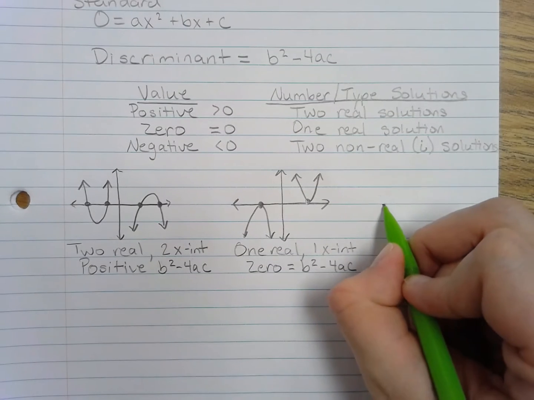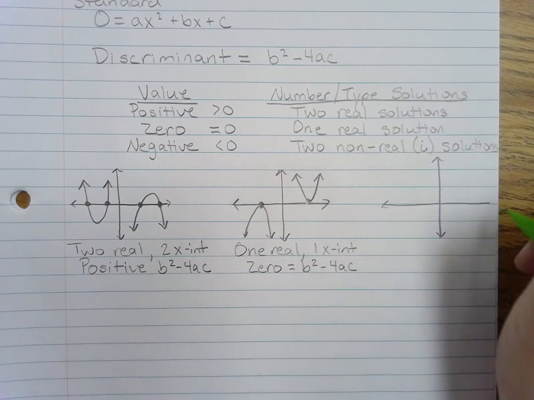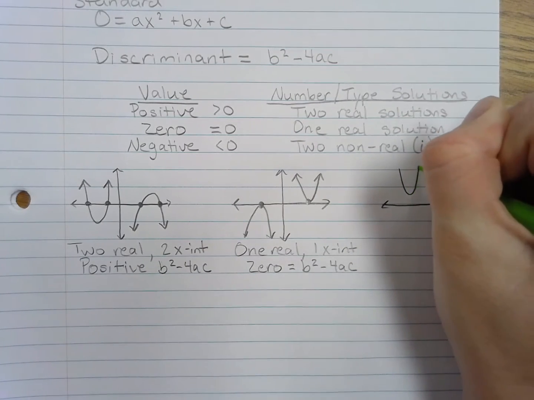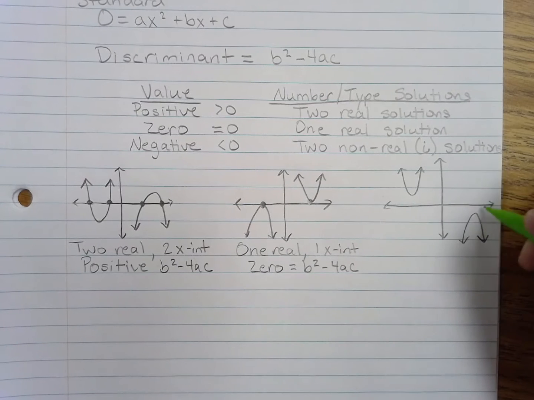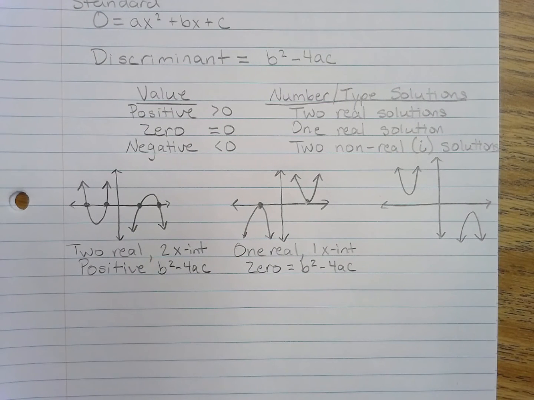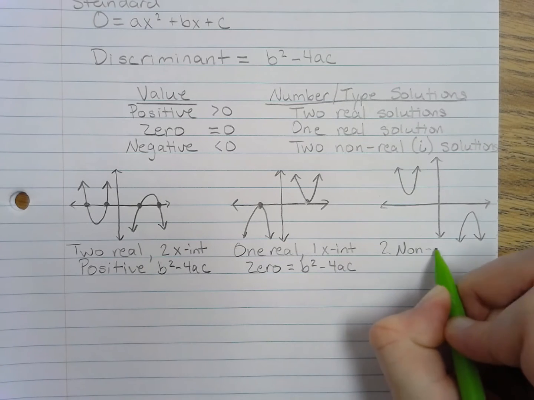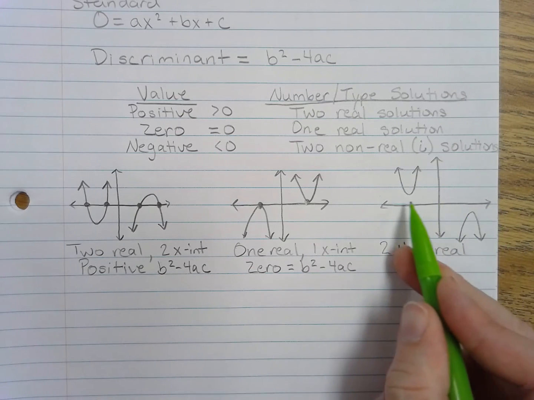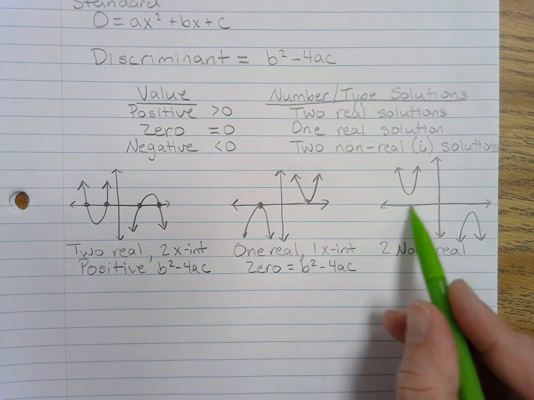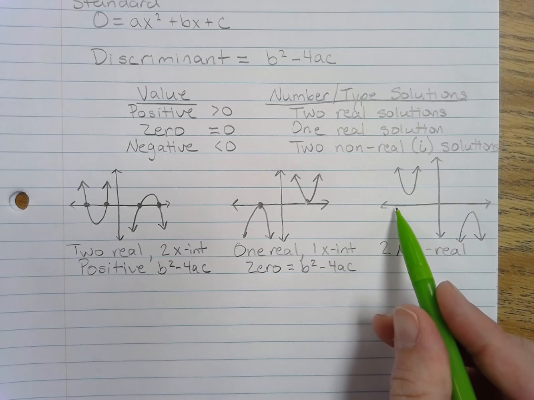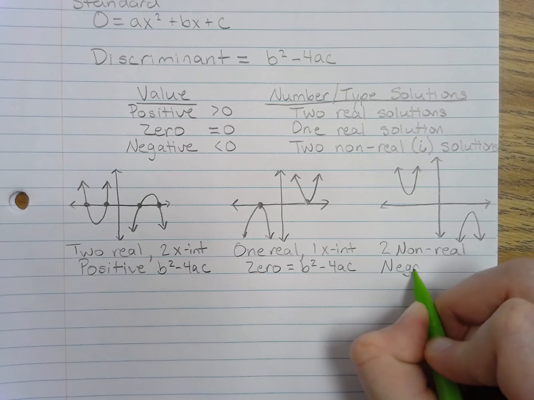So finally, to see a graph that does not cross the x-axis, so maybe it's opening up and it just never touches that x-axis, or even could open down and never touches that x-axis, that would mean it has two non-real solutions. And that's because there's no x-intercepts. You would have two non-real solutions. They'd have to touch that axis in order to have real solutions. So that would mean that the value of your discriminant would be a negative.